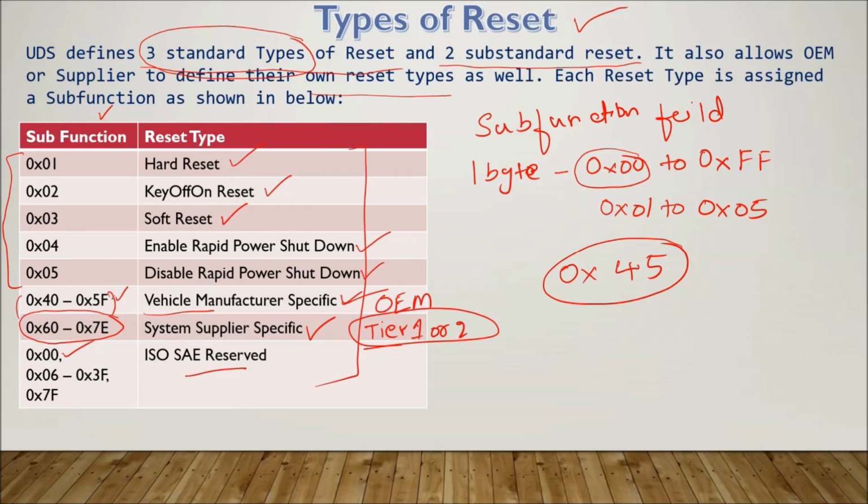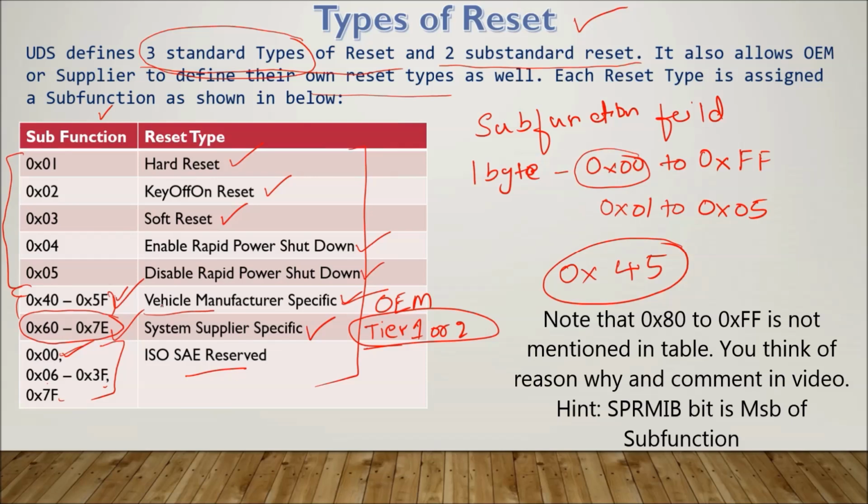So for OEMs, this is the range in which they can define their own subfunctions for reset types. This is a range where the system supplier, the ECU manufacturer or tier 1, tier 2 suppliers, these people can define their own reset types in this range. The remaining values, that is 0, 6 to 3F, that is between these, and 7F, these values are reserved by UDS. These subfunction values cannot be taken for any of the reset types.